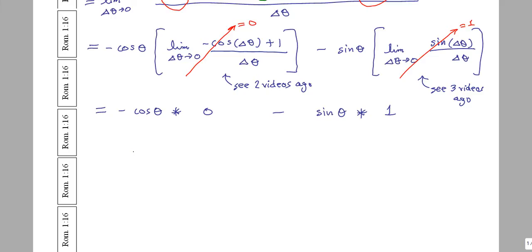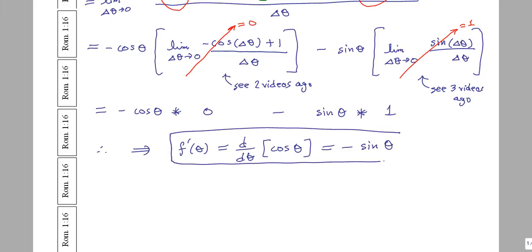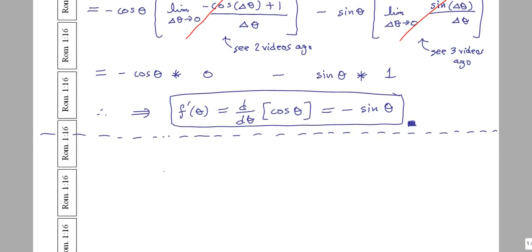So we now have shown that therefore f prime of theta, which is equal to the derivative of cos of theta, is equal to minus sine of theta. Okay, so we've rigorously shown this result, and that concludes the proof of the first part that we wanted to do. And now that we know the derivative, we're able to come in and do the antiderivative without any real trouble whatsoever.